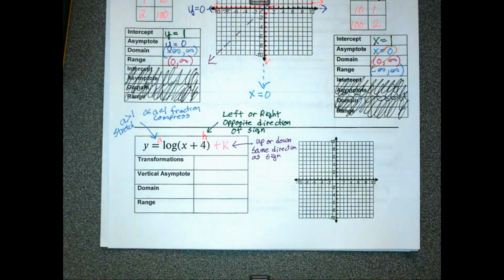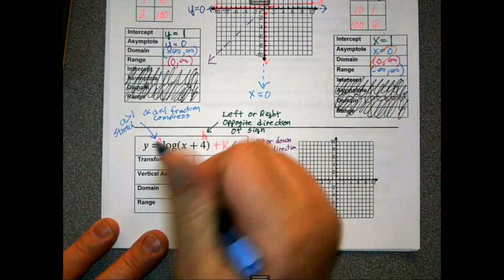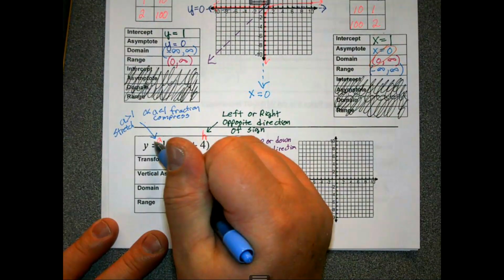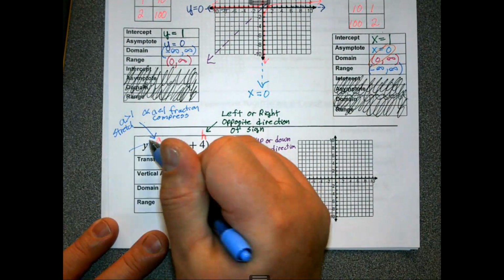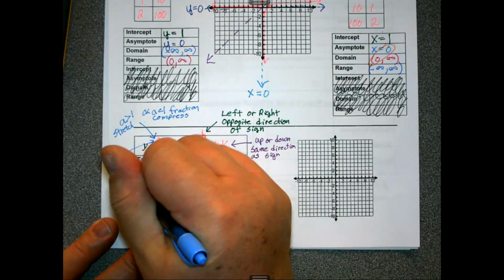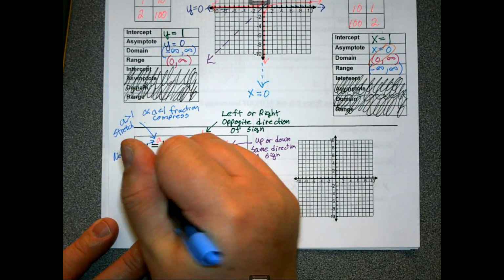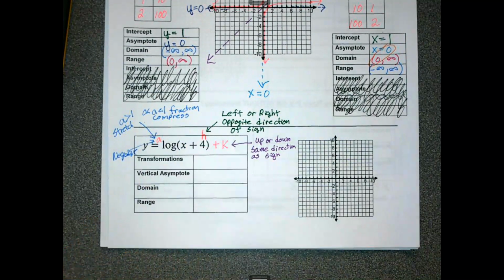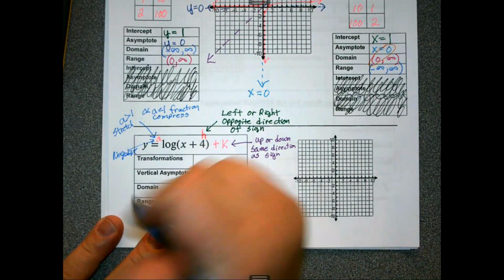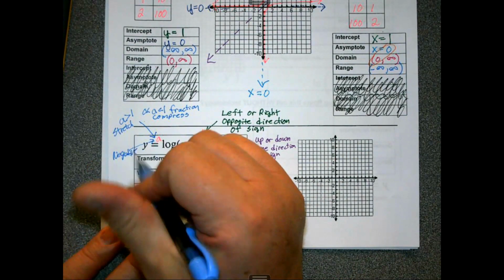And then the other transformation we had was if A was negative, yeah, it flipped or reflected, right? That's going to be an issue with the log function, and I don't think we'll get into it.